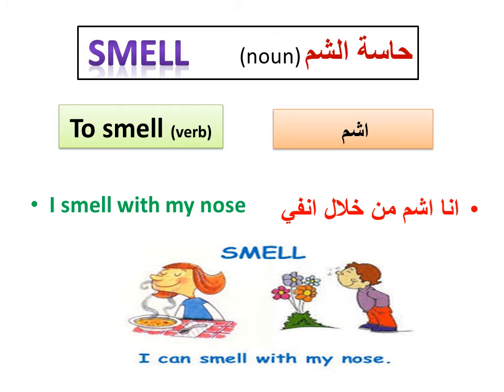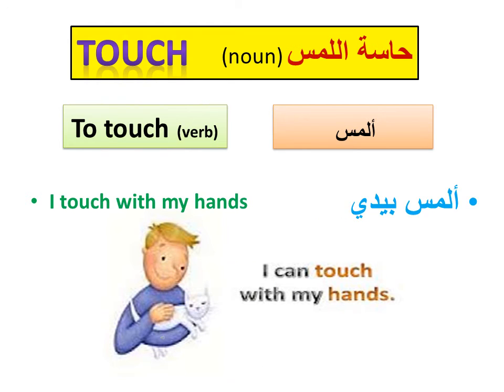Okay. Now the third sense يعني الحاسة الثالثة is the smell. حاسة الشم. So smell is a noun and it is a verb to smell, بمعنى أشم. Example, I smell with my nose. I smell with my nose. أنا أشم من خلال أنفي. Okay? Nose.